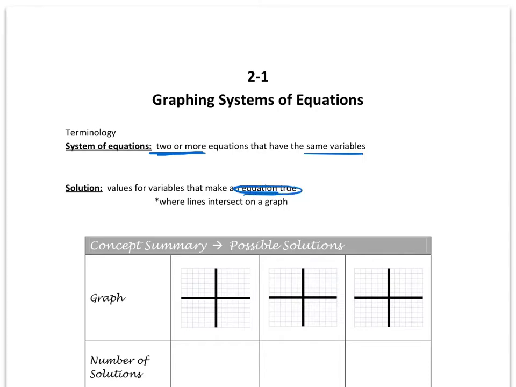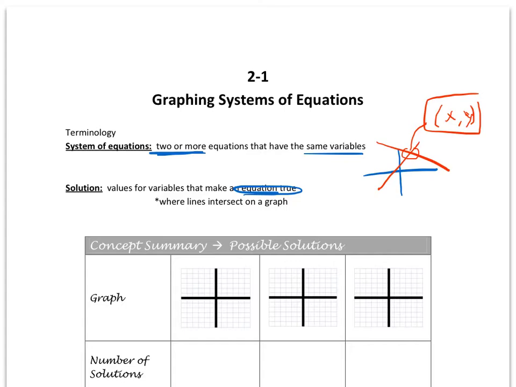Okay, so if you're looking at a graph of two lines, graphically the solution is where they cross. And that point of intersection has an x value and a y value. And that coordinate, if you plugged it into the equations, would make both equations true.